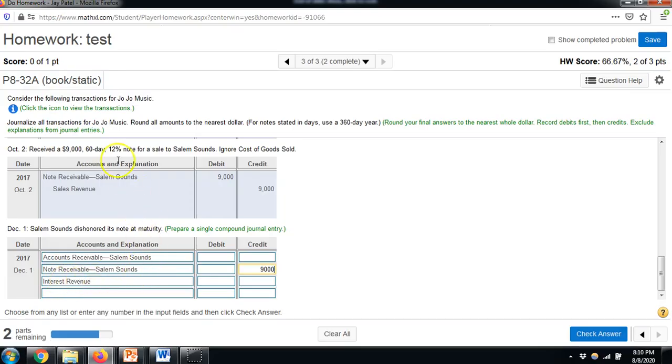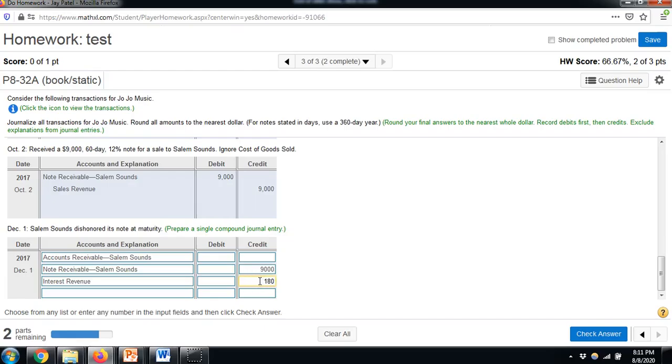So it's going to be this $9,000 times 12% interest rate times 60 days divided by 360, because October 2nd to December 1st, that's 60 days. And so 60 days of interest has been earned, technically, even though it hasn't been paid. But for now, we're going to pretend like we earned it. So 60 divided by 360 times 0.12 times 90, or sorry, times 9,000 equals 180.